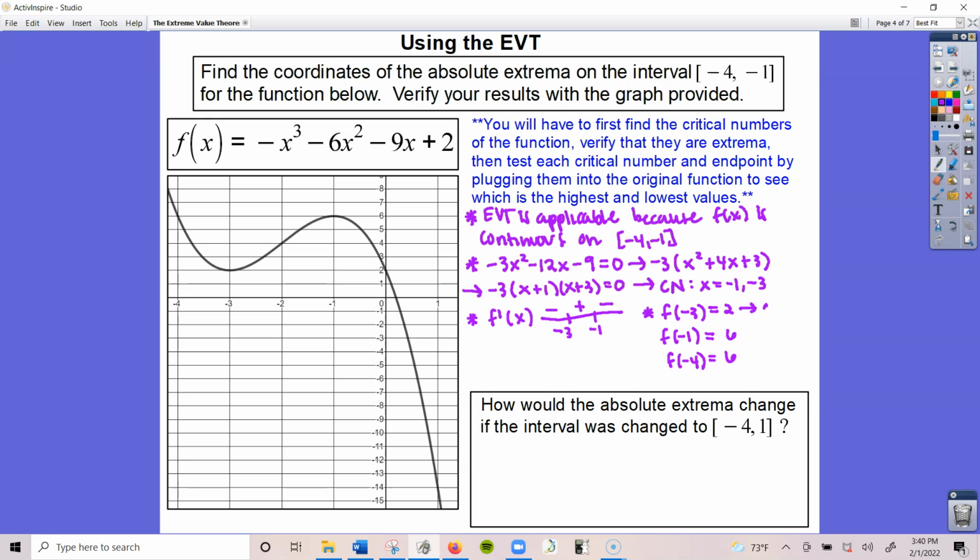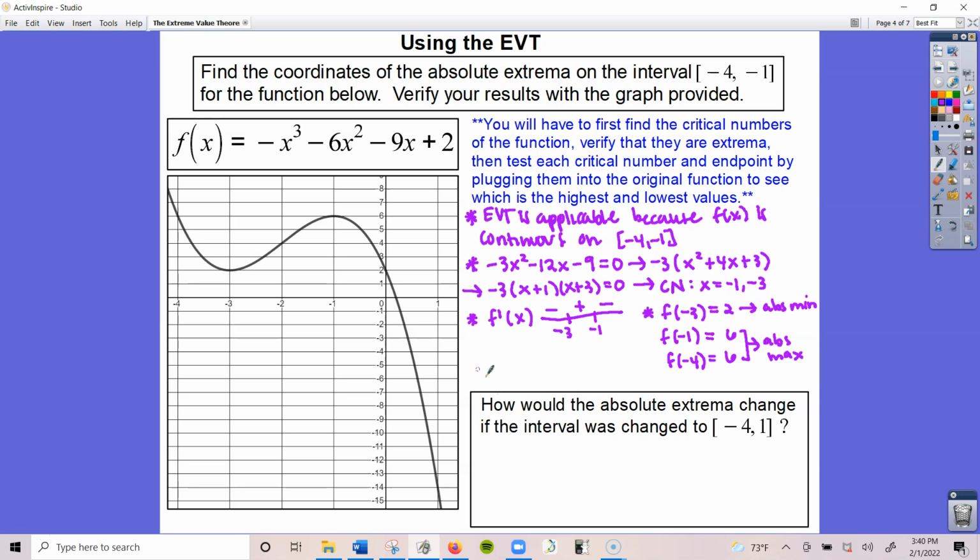This one here, this is my absolute minimum because that is my absolute lowest value. These two, since they're equal, these are both my absolute maximum. Because both of them are the same, not one is greater than the other, but they are the greatest values. And that's how you would figure it out.